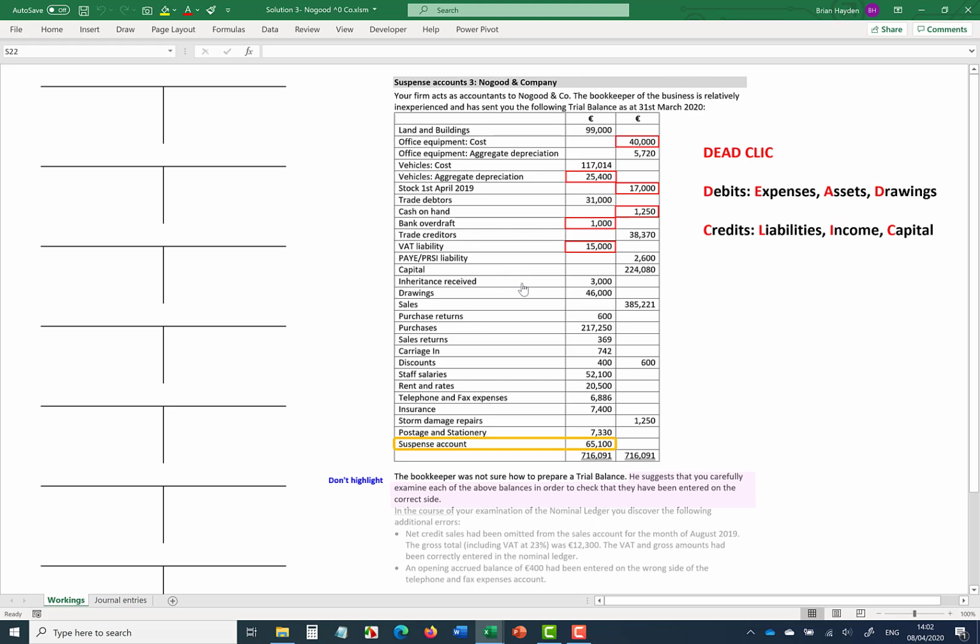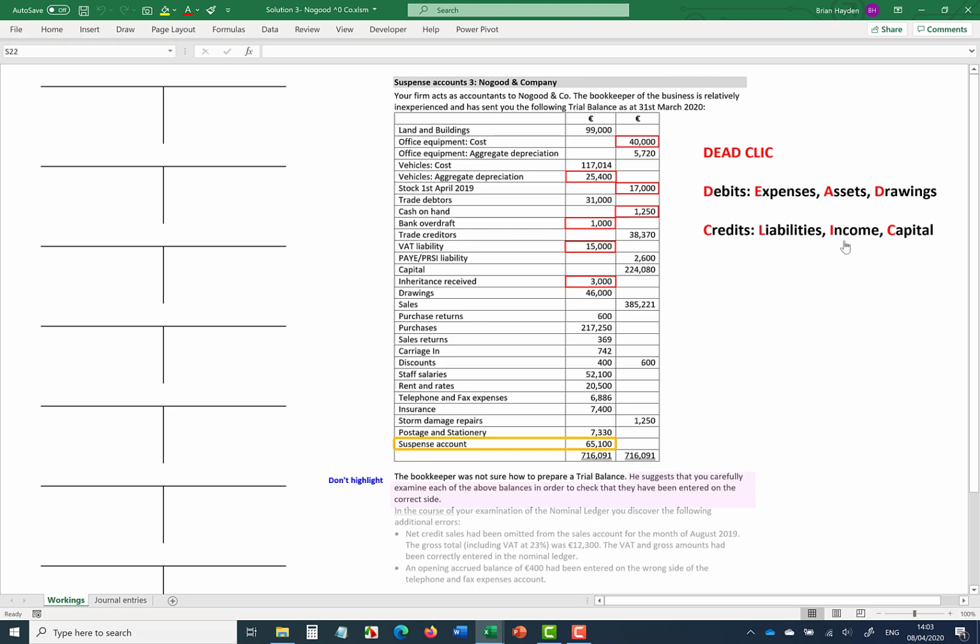The inheritance received is another type of capital. The accounting term would be capital introduced. So remember, money that you put into your business from outside of the business trading activities or from loans represents capital introduced. So that should go on the credit side. So again, highlight that as a problem. Drawings, again, their own special category. They're correctly on the debit side, so that's all right, that item.